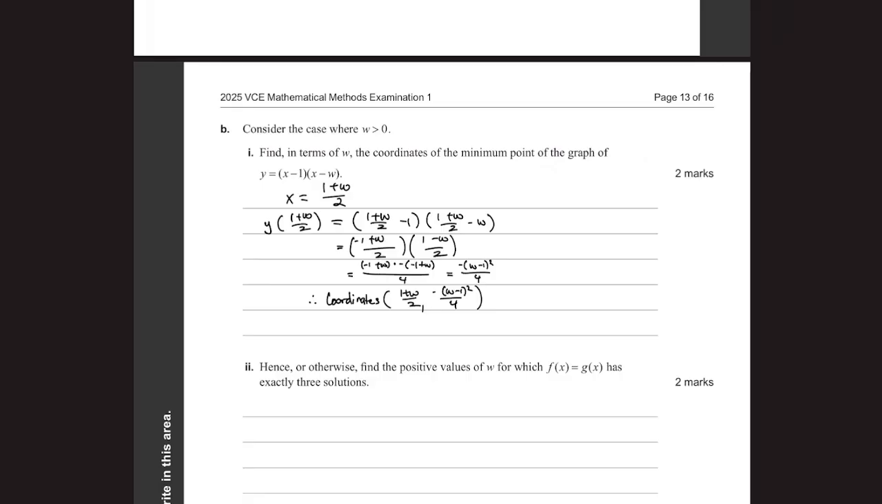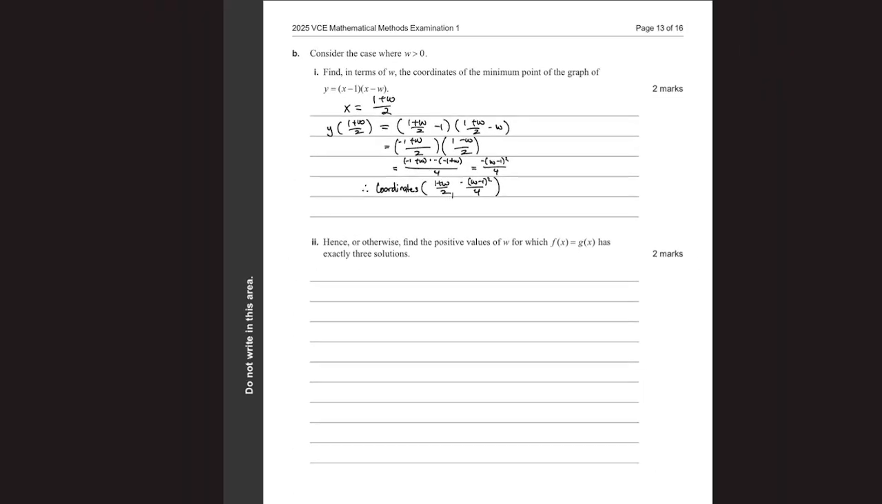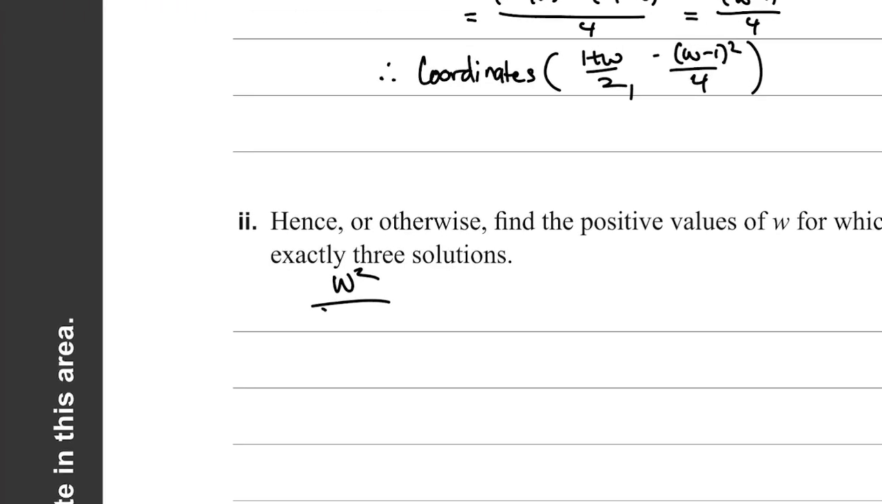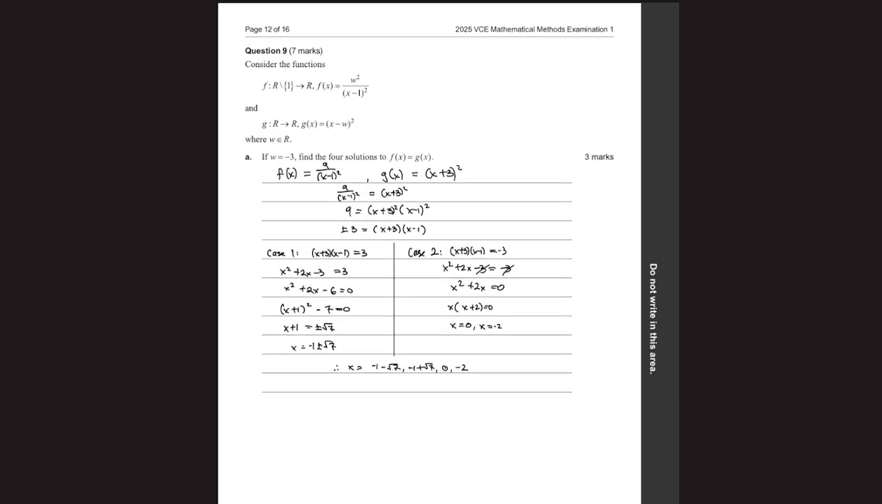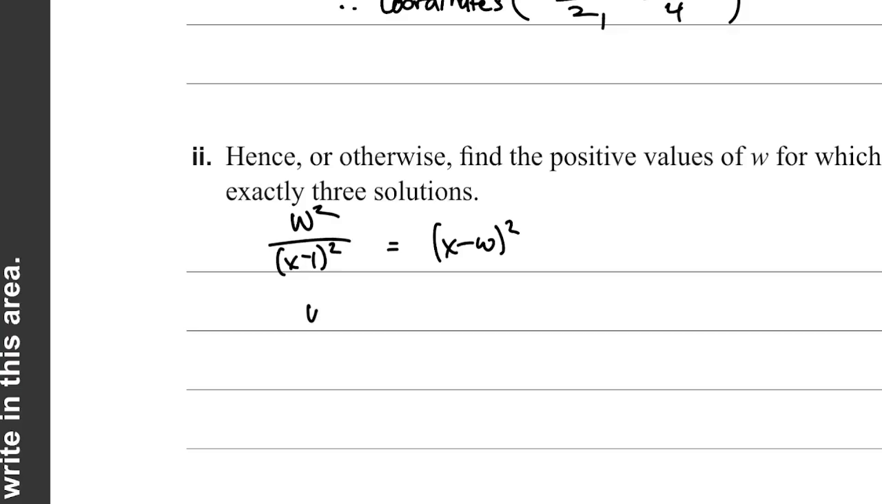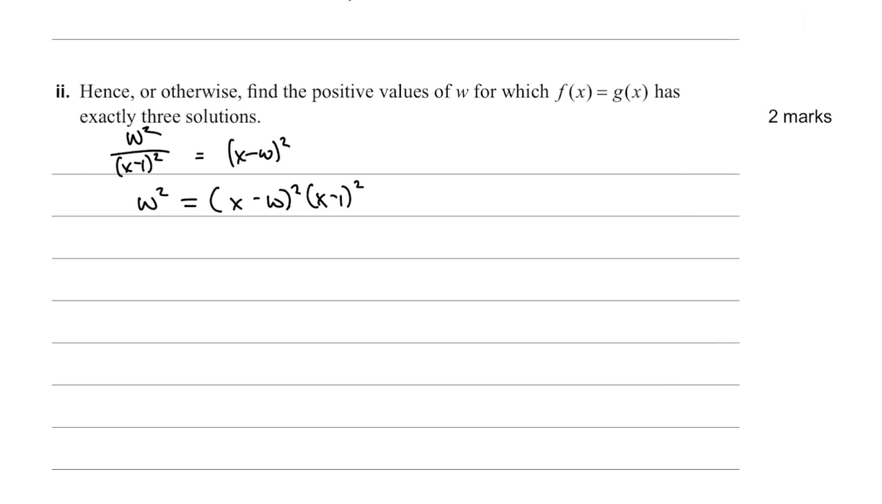Next, hence or otherwise, find the positive values of w for which this has exactly 3 solutions. f of x equals g of x has exactly 3 solutions. So we have w squared on x minus 1 all squared, and that's going to equal x minus w all squared. Cool, so from there, w squared equals x minus w all squared times x minus 1 all squared. So with this, we can sort of draw it out. And so we have a general idea as to what this thing could look like. It's going to be a quartic, it's going to be positive, there's going to be 2 x-intercepts. They're both positive because we know that w was positive.